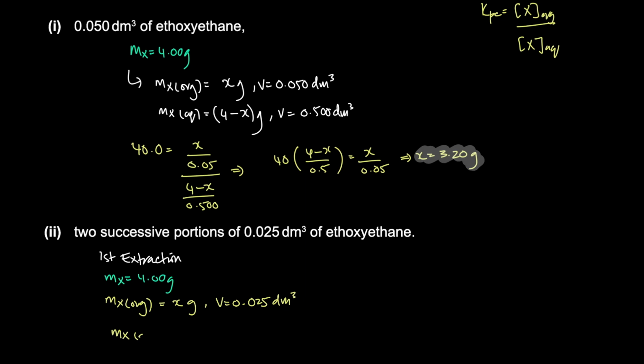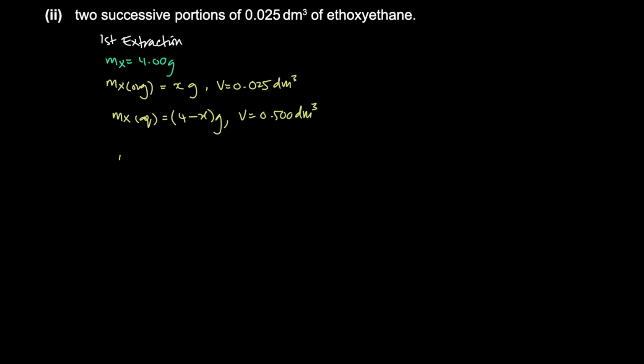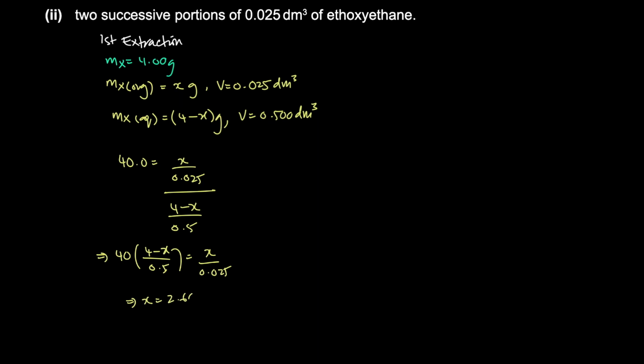That means that we have 4 minus X grams remaining in the aqueous layer, and the aqueous layer has a volume of 0.5 dm³. The partition coefficient is the ratio of the concentration in the organic layer to the concentration in the aqueous layer. So a partition coefficient of 40 is equal to the concentration in the organic layer, that's X divided by 0.025 in grams per dm³, divided by the concentration in the aqueous layer, that's 4 minus X divided by 0.5. If you rearrange this expression, you get 40 times (4 minus X) divided by 0.5 is equal to X divided by 0.025, and that gives us X as 2.667 grams.